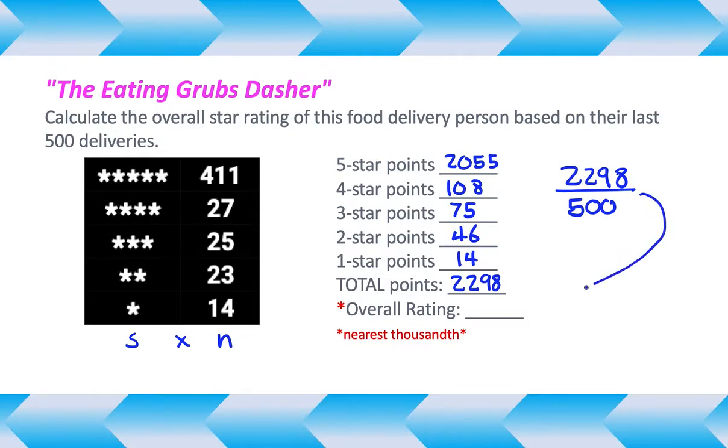When you do that, let's see what this driver's rating is. Oops, I don't have my calculator on, sorry. 2,298 divided by 500. Where am I supposed to round? It says overall rating rounded to the nearest thousandth. Okay, cool. I get 4.596. Ooh, almost a 4.6 rating. So close. Just needed a few more points.